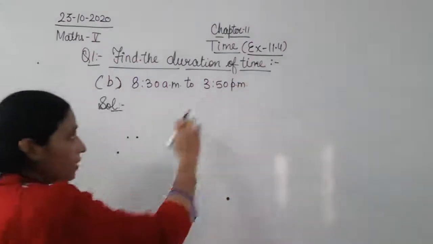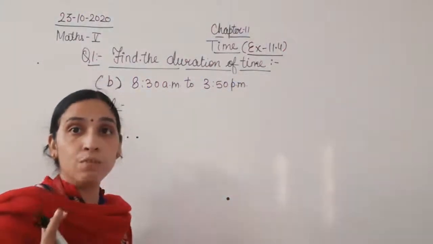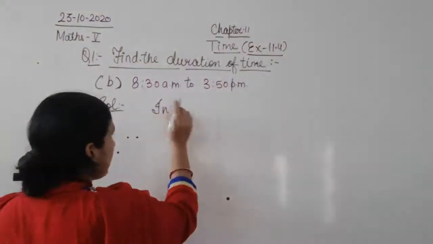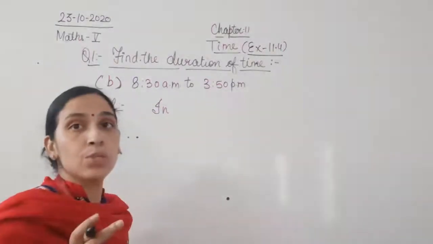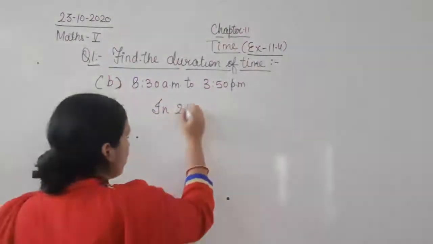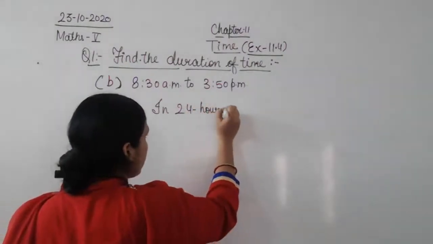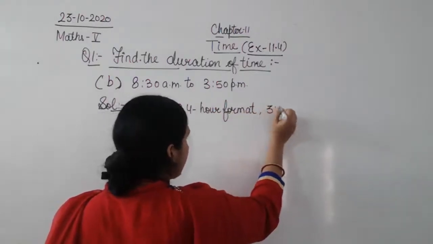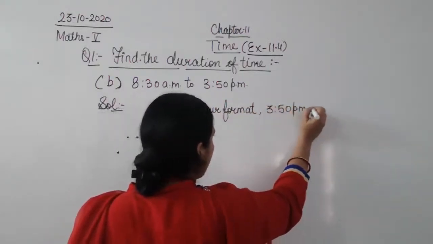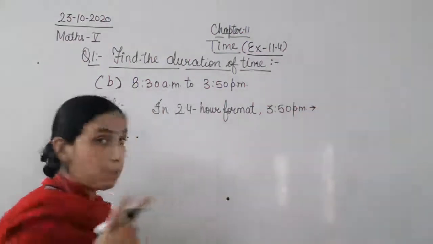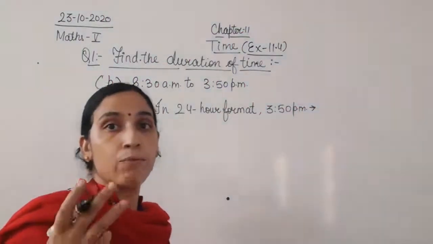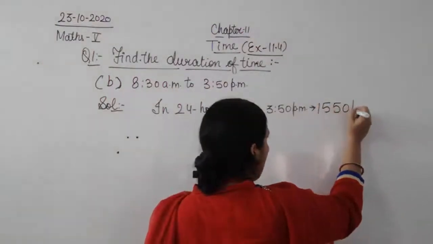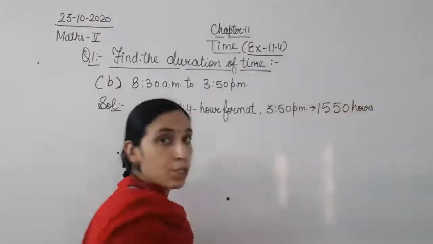Now this 3:50 PM, as I told you, the time which is in PM, we are going to write it in 24-hour format. So in 24-hour format, how will we write this 3:50 PM? 3 will be after 12, then we have 13, then 14 and then 15. So that will become 15:50 hours.